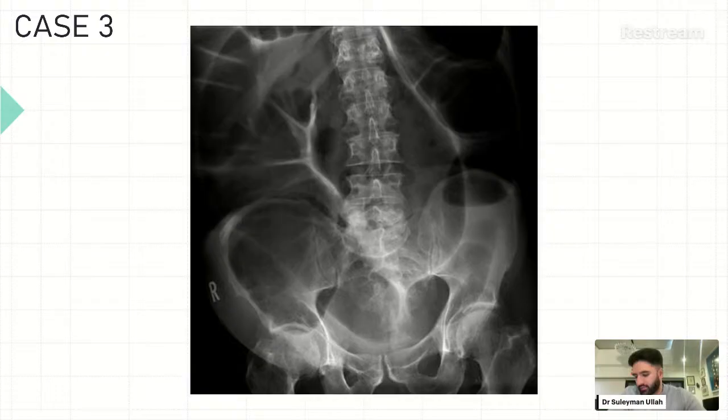Sorry, I'm not sure what you mean by anamnesis. So good. Okay, Rain's got it. So sigmoid volvulus. This is the classic coffee bean sign of a sigmoid colon volvulus.